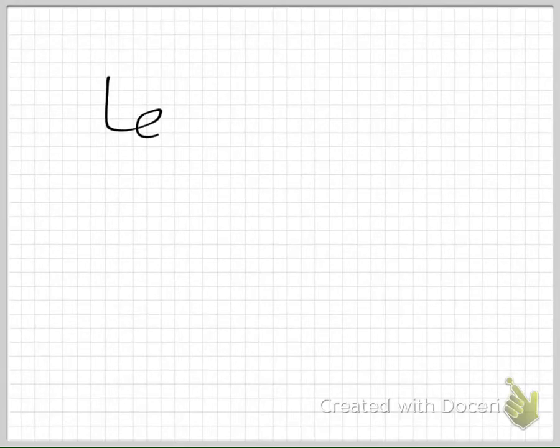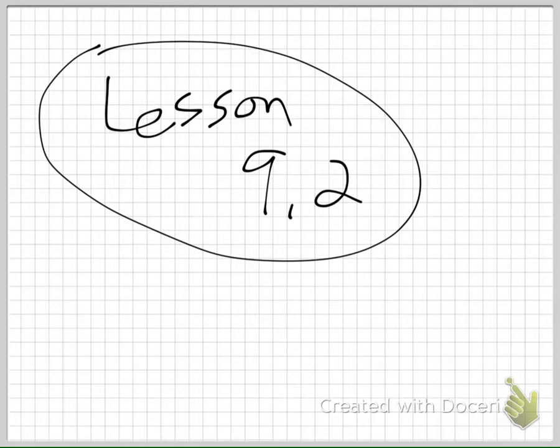This is Algebra Lesson 9.2, Solving Quadratic Equations by Graphing. Okay, so here's the deal. I'll show you the basic gist of this, a quadratic.